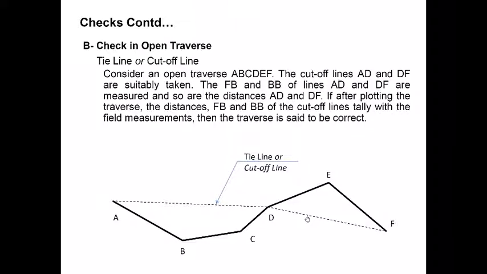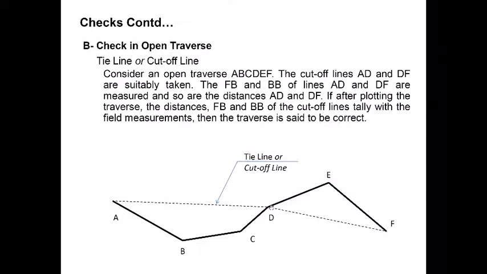And one check that we can apply in open traverse is called the tie line check or the cutoff line check. So basically what we do is that at the end of the work, or midway, whenever, you introduce two more lines in your open traverse. Those lines are not part of the traverse, but they are introduced at a later stage. So let's see this line AD and the line DF, which are not part of the traverse.